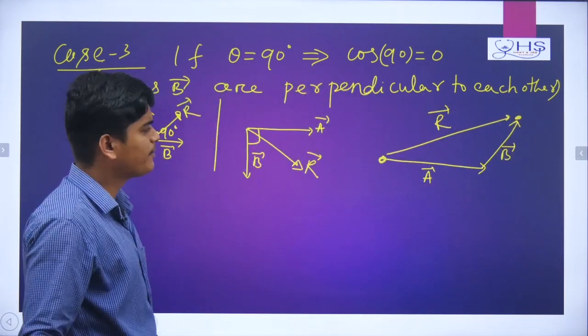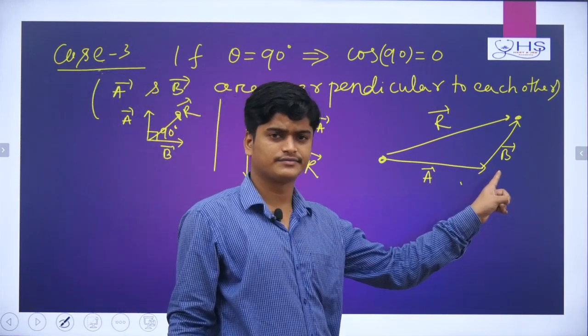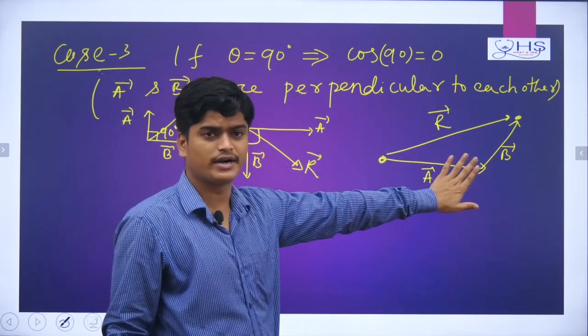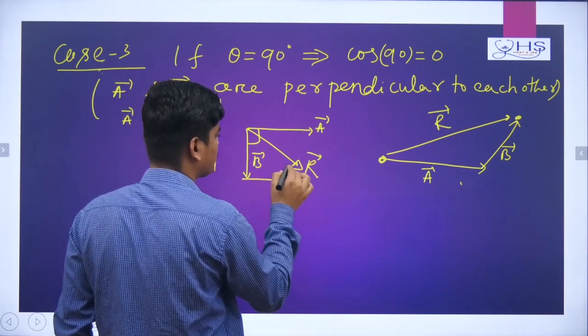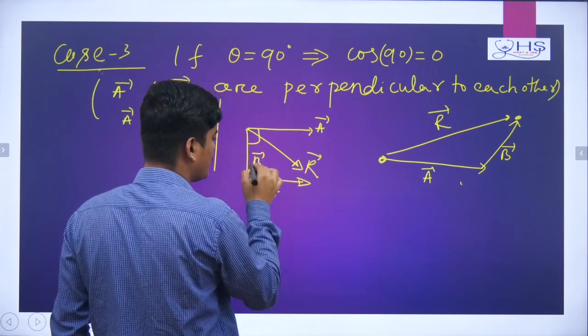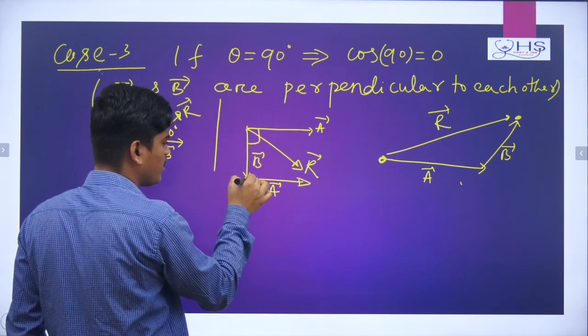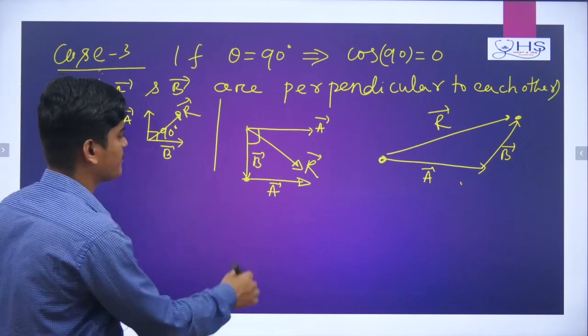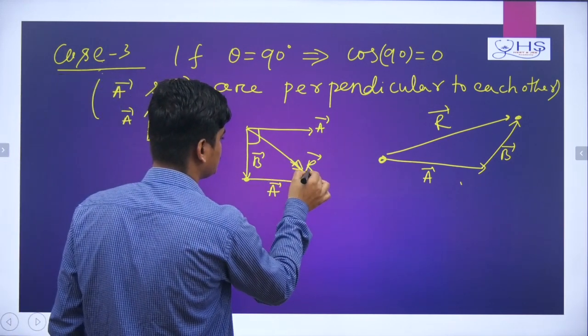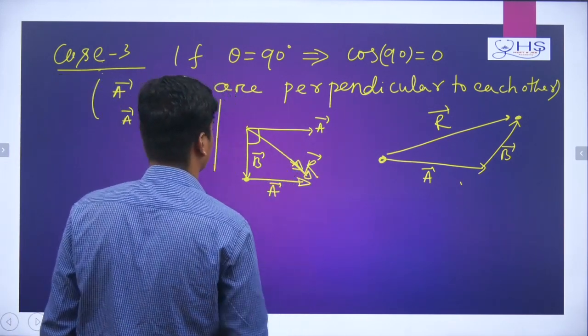And if the vectors are not joined tail to head, then you need to make them tail to head. How? Here this A vector you can shift in this direction, so that they are joining like tail to head. Then you can put the resultant vector. This resultant vector is nothing but your R vector.